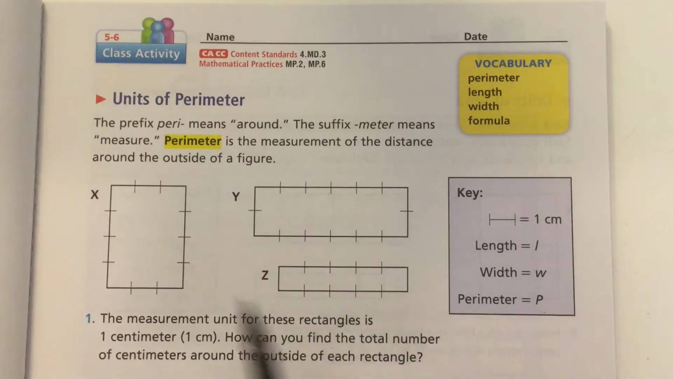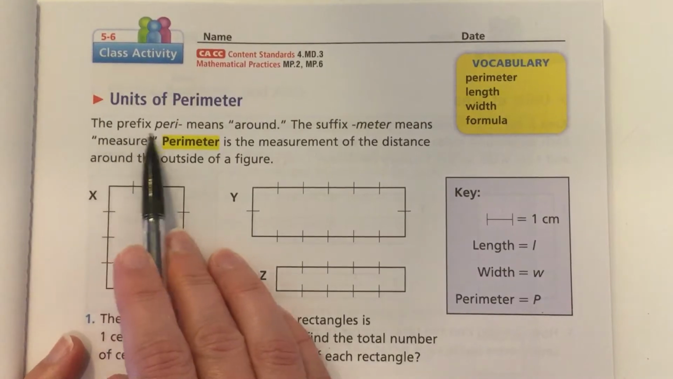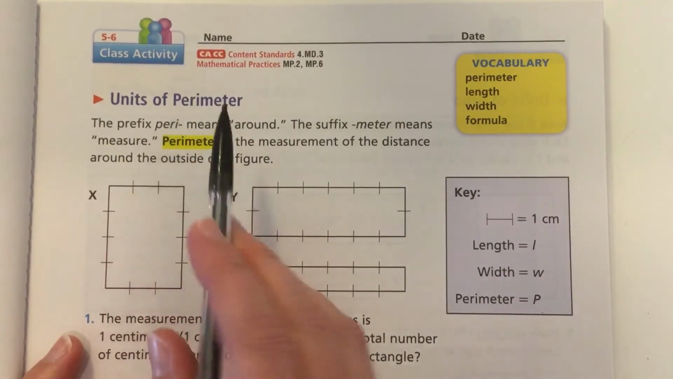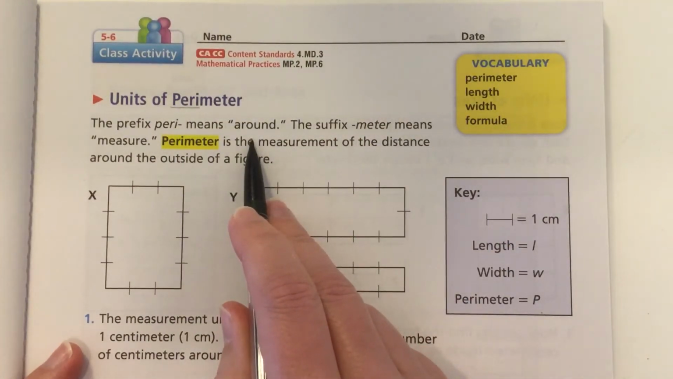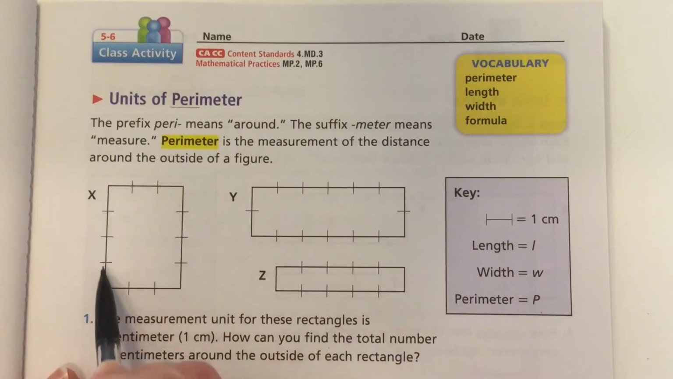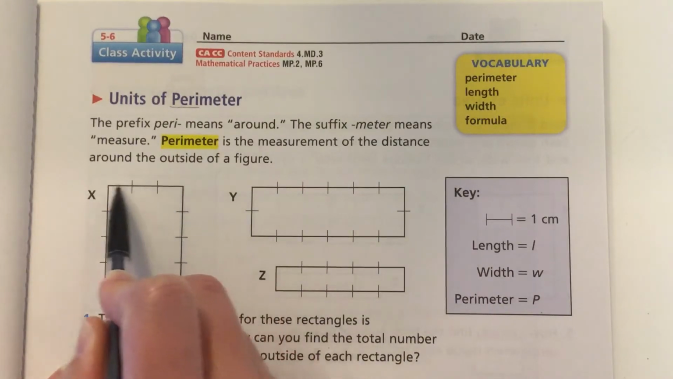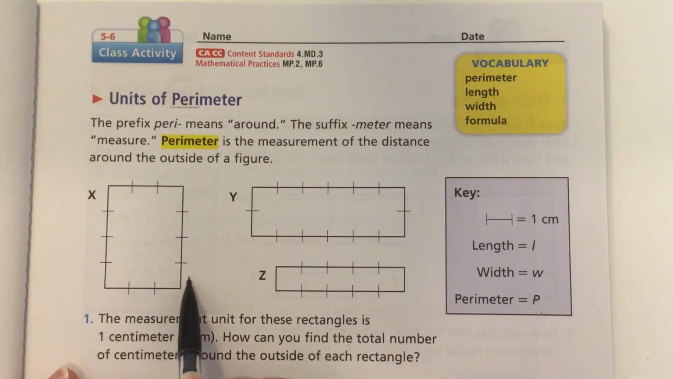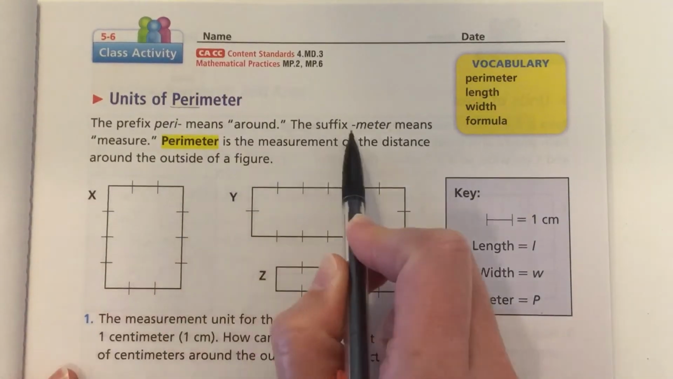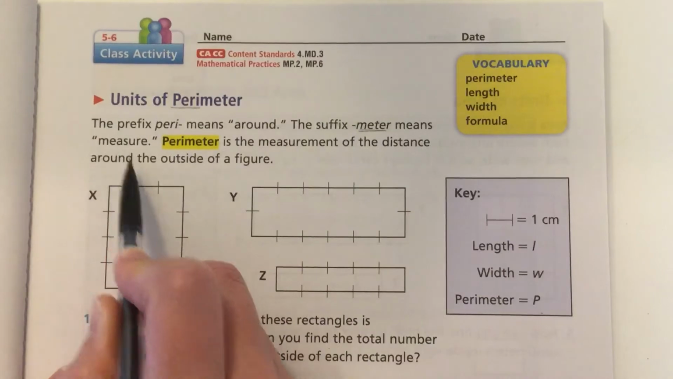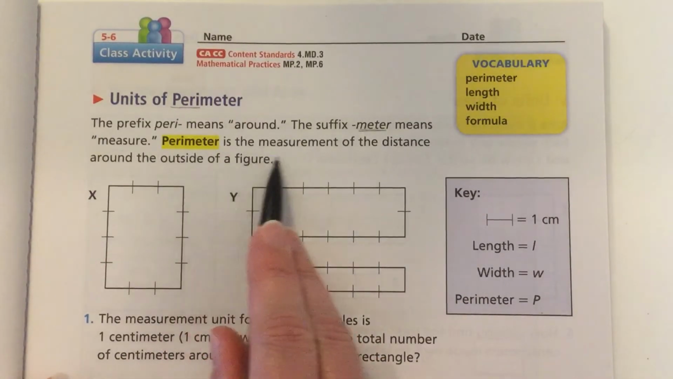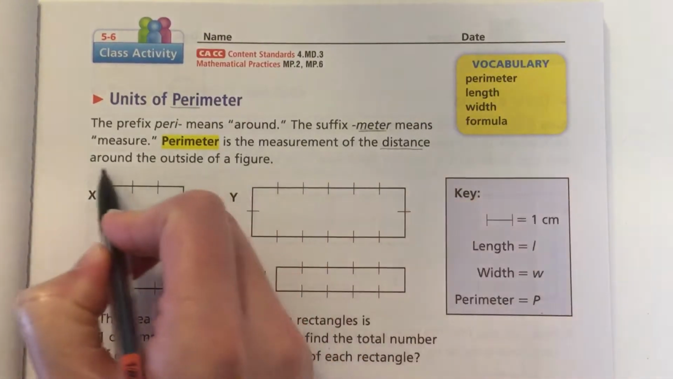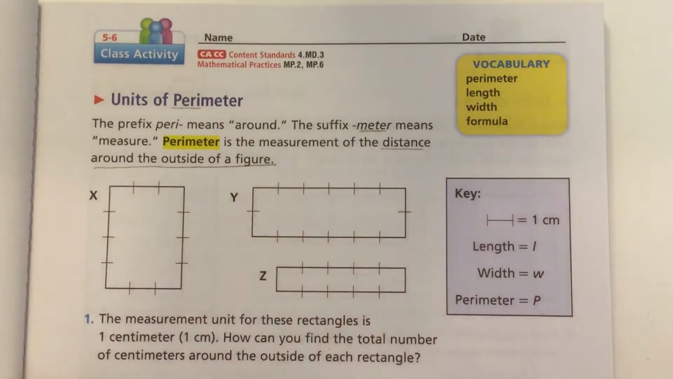So today we're starting with perimeter. It reminds us that the prefix peri that you see in perimeter means around, which is actually a really good thing to remember because as we're finding the perimeter of a quadrilateral or any shape, we're finding the distance around the outside of it. The suffix meter means to measure, and of course that reminds us of the metric system, but what we're learning is for any system. Perimeter is the measurement of the distance around the outside of a figure.